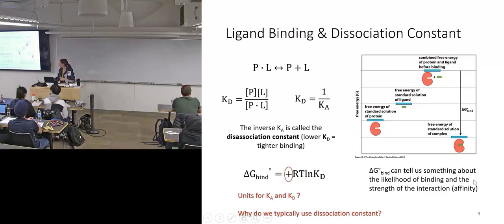Okay. And so again, our change in free energy of binding will tell us something about the likelihood of the binding and the strength of that interaction. Okay? The more negative it is, we can talk about how strong that binding is.